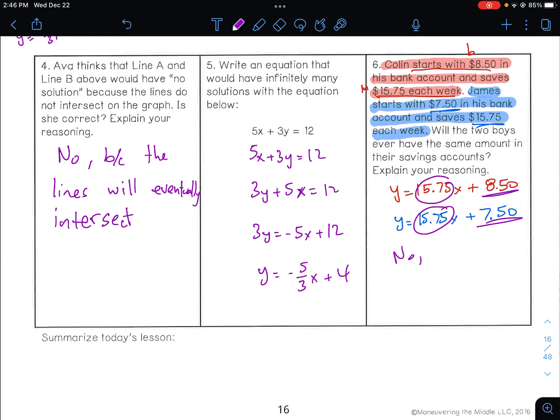No, because they save at the same rate with a different starting point.